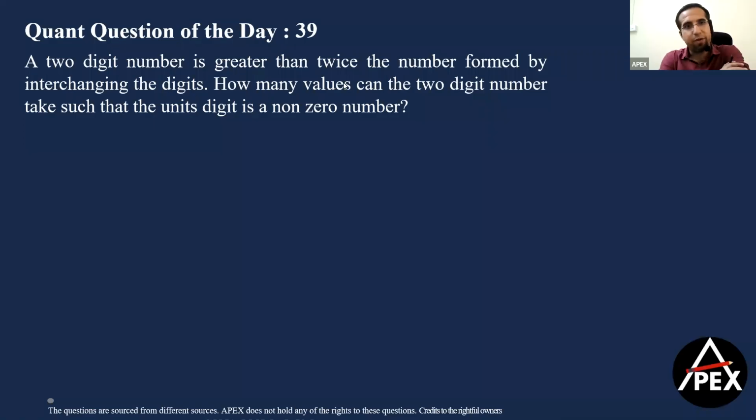Hi guys, let's look at one more question. A two-digit number is greater than twice the number formed by interchanging the digits. Now, point to focus: the question did not tell you greater than what. So it's just greater than, right?